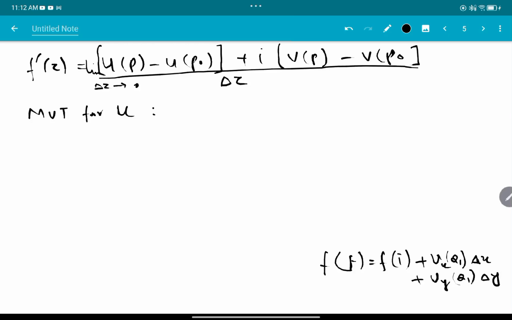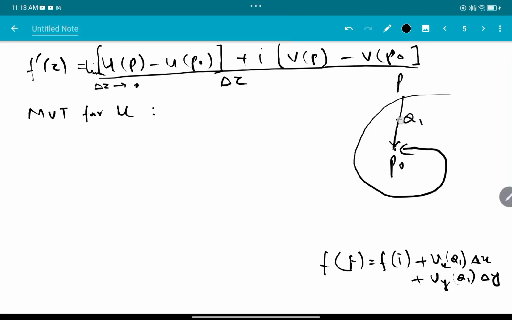Again, we go to our problem. Here you have po, here you have p, and then you are approaching like this. Let q1 be the point at which the actual rate of change is equal to average rate of change. This is the mean value theorem point, q1. Now, applying MVT for u, that means final u, that is up.